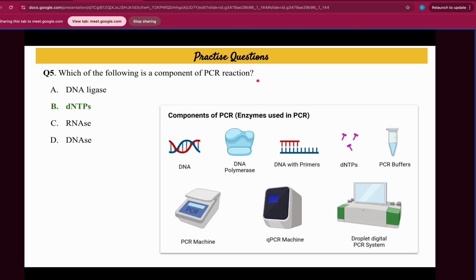So in PCR, which is the polymerase chain reaction, we have seen there are different components which are required. DNA ligase is not generally used in PCR. RNases are the enzymes which degrade RNA, so they have nothing to do with PCR. And DNases are also enzymes which degrade DNA. So in PCR we are amplifying the DNA, so we do not need these enzymes. We need dNTPs along with all these components.